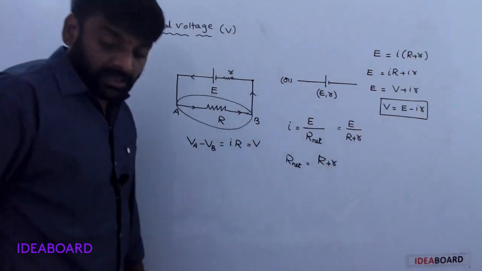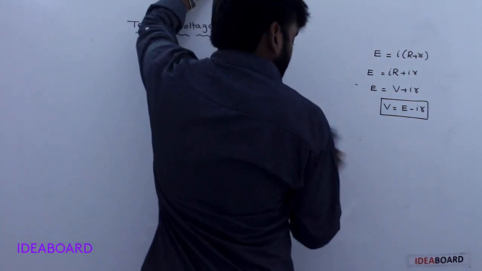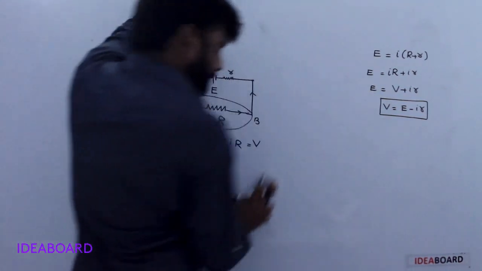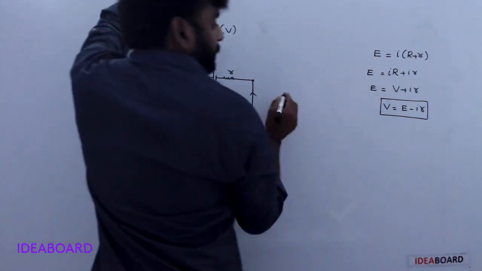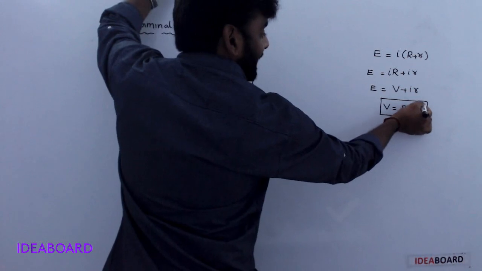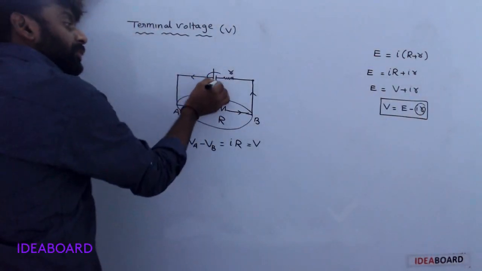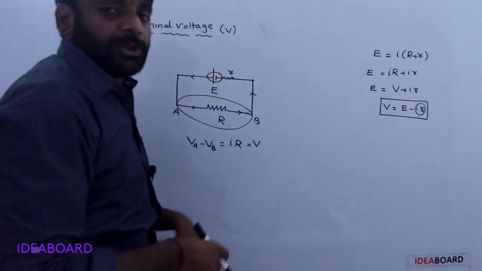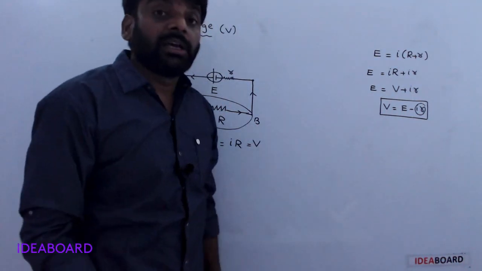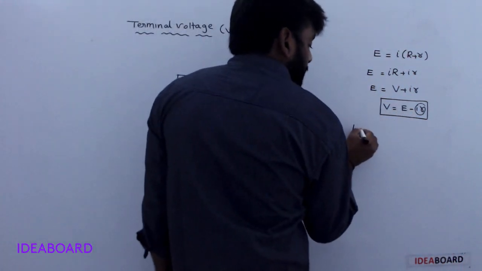Understood? Now, internal resistance, from this one, Ir is the potential drop through the electrolyte. Understood? That means that is the loss of volts.